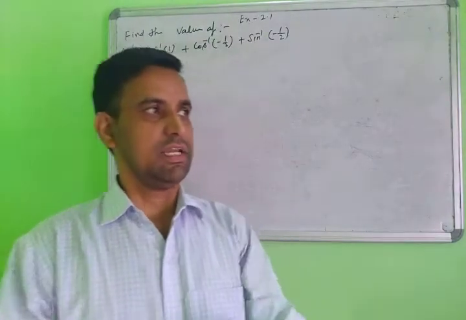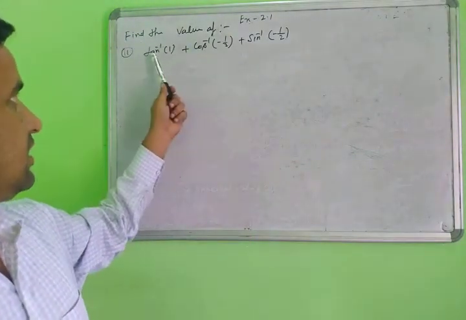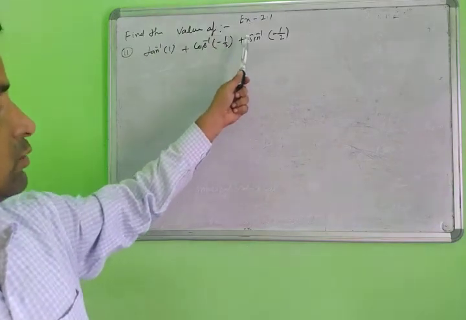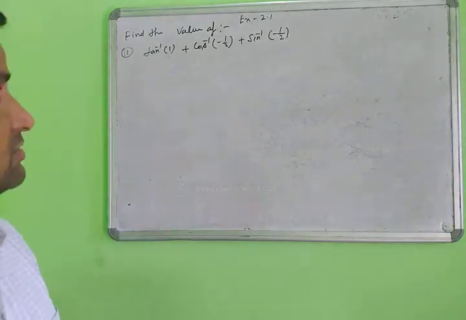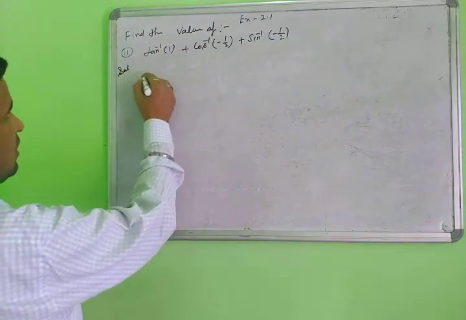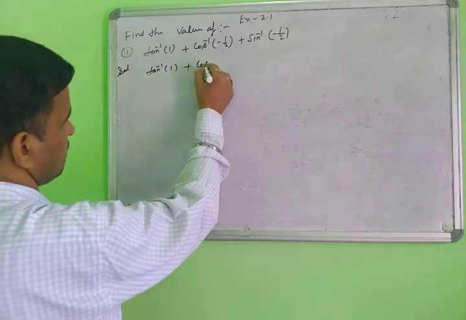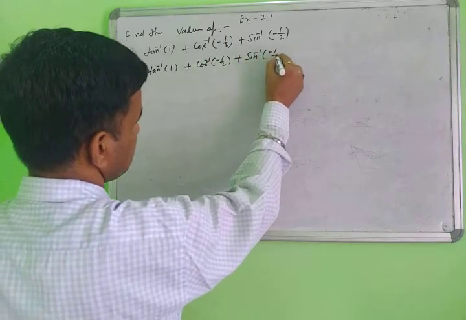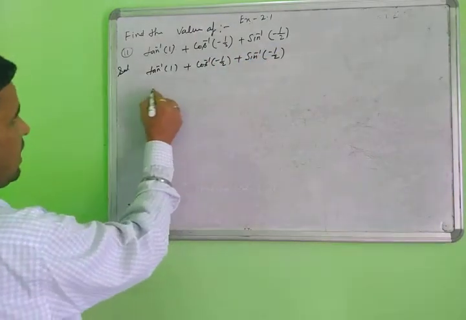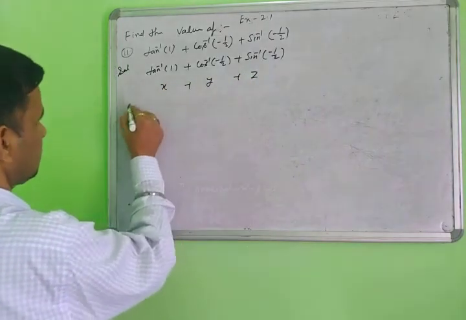Yes, class. Next question, I am taking a different type of question. Question number 11: find the value of tan inverse 1, cos inverse minus 1 by 2, sin inverse minus 1 by 2. So this is a different type of question. Here we find the value of these functions. Now start the solution. Tan inverse 1 plus cos inverse minus 1 by 2 and sin inverse minus 1 by 2. I am taking this as x, this as y, and this as z.